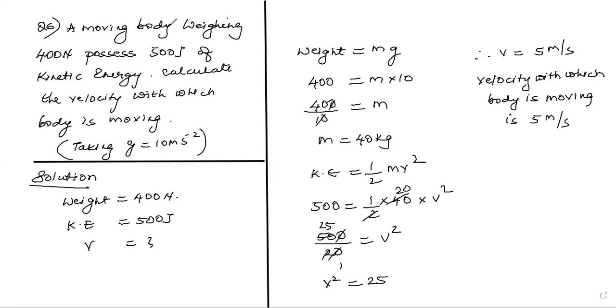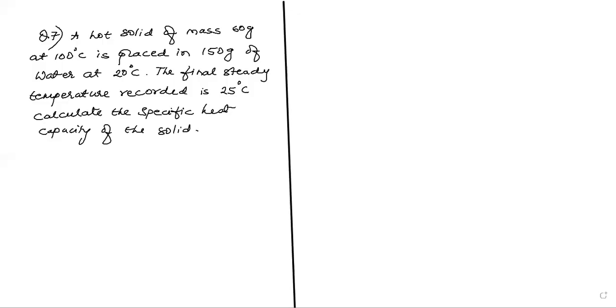Question number 7, children. A hot solid of mass 60 gram is placed in 150 gram of water at 20 degrees Celsius, and the final steady temperature recorded is 25 degrees Celsius. Calculate the specific heat capacity of the solid. A very simple thing. Only two things are involved, a hot solid and water.